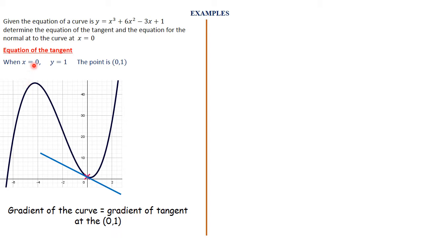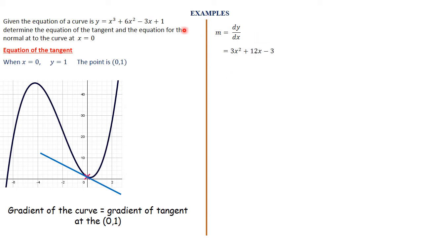Since we are looking for the equation of the tangent, we should progress this way. This being a straight line, its gradient m equals the gradient of that particular curve at that particular point, according to this particular statement. The gradient of this line and the gradient of the curve at the point (0, 1) are equal.